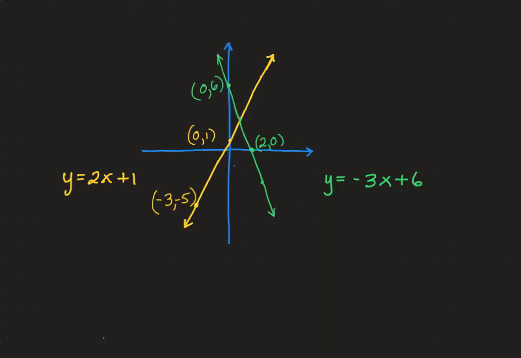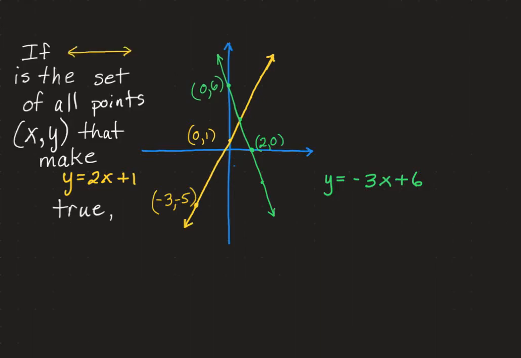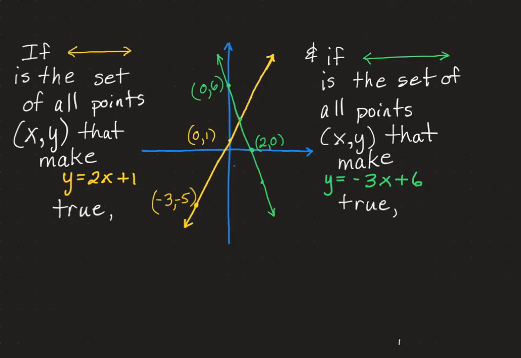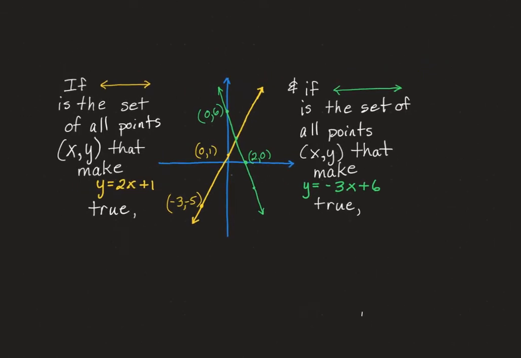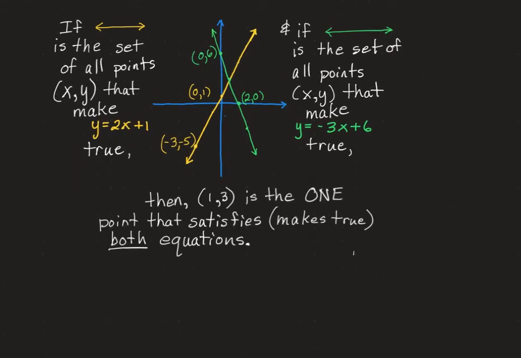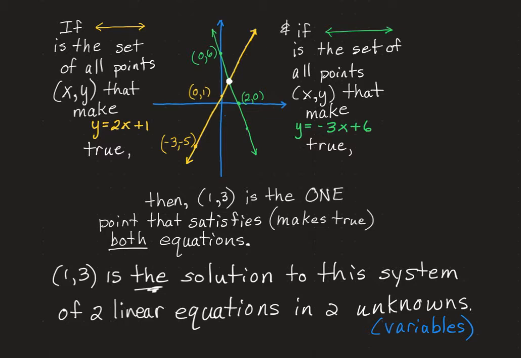And here is the line represented by y equals negative 3x plus 6, the line I have drawn in green. So, if the yellow line is the set of all points (x, y) that make y equals 2x plus 1 true, and if the green line is the set of all points (x, y) that make y equals negative 3x plus 6 true, then the point (1, 3) is the one point that satisfies or makes true both equations. So, we say the point (1, 3) is the solution to this system of two linear equations.